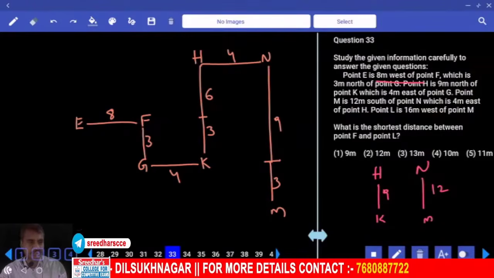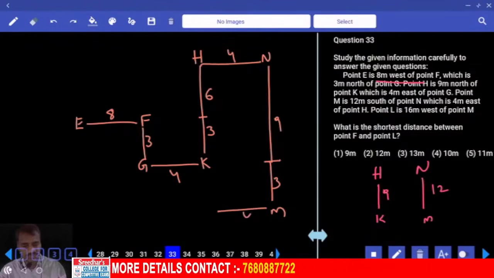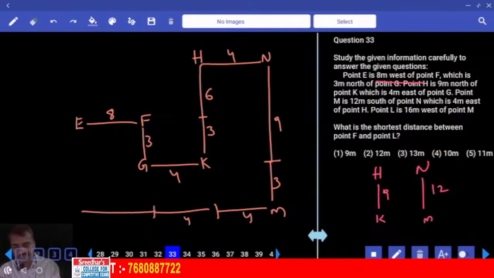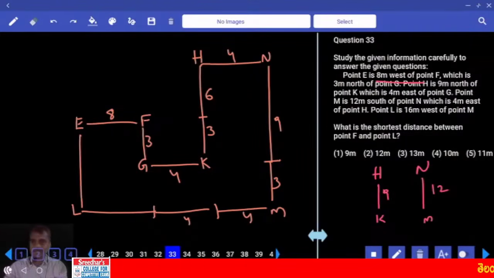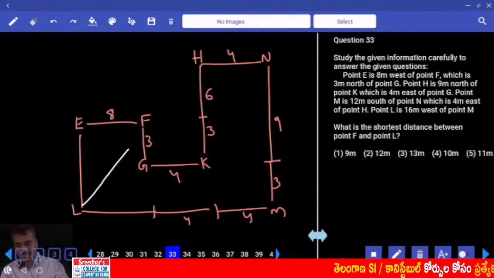M is 12 meters, and L is 16 meters to the west of M. And 16 meters, this is 4, and this is 4, 8, and 8 plus 8, how much is 16? What is this one? L. E and L are in a vertical straight line. Then, the shortest distance between F and L. Now, what is the shortest distance between F and L? You need to find out.